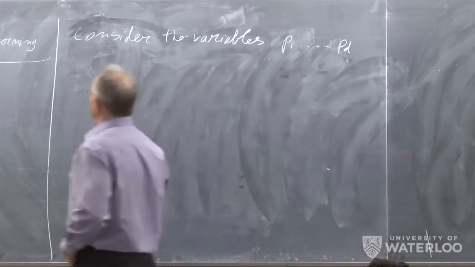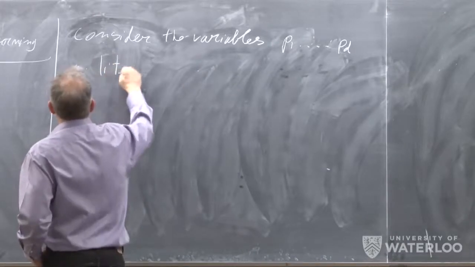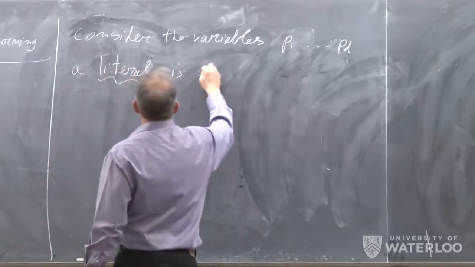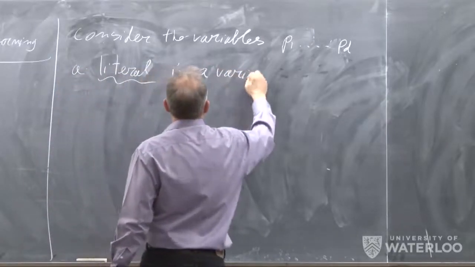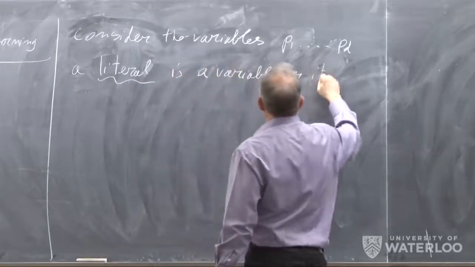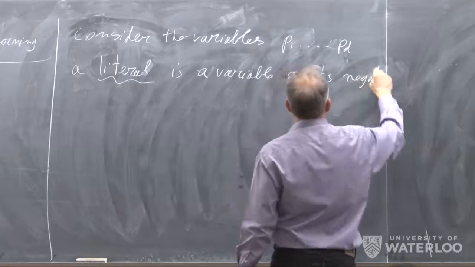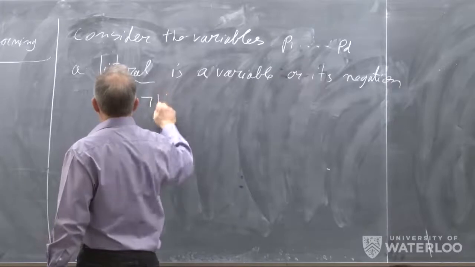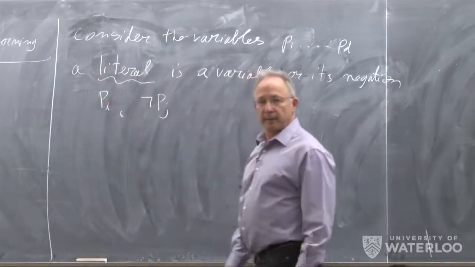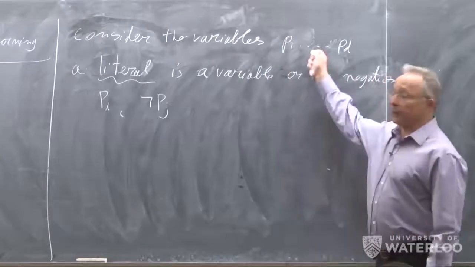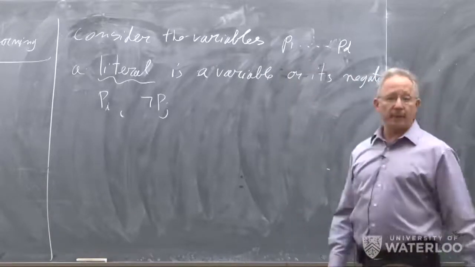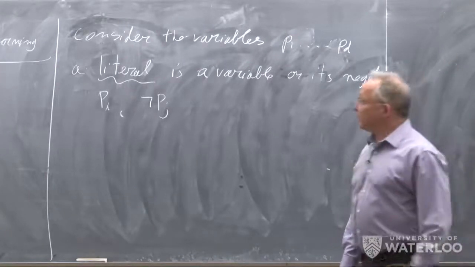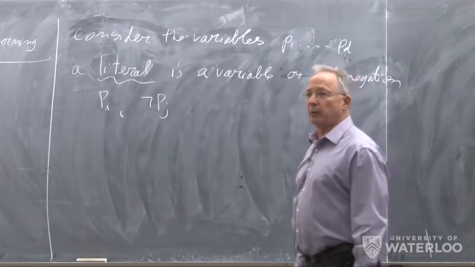And now we have a notion of a literal. A literal is a variable or its negation. So a literal could be either p_i is a literal or not p_j is a literal. These are literals. So how many literals do I have over d variables? Yeah, 2d literals. And then I move to the next step and I say, what is a conjunction?